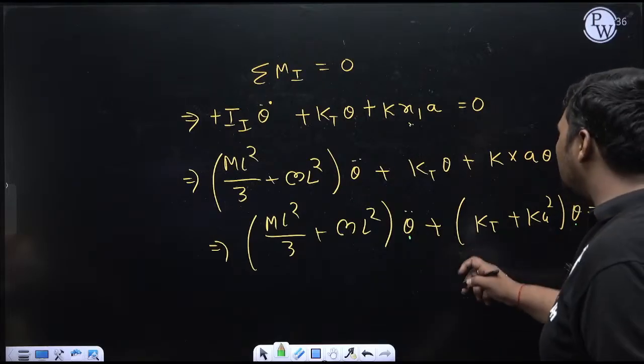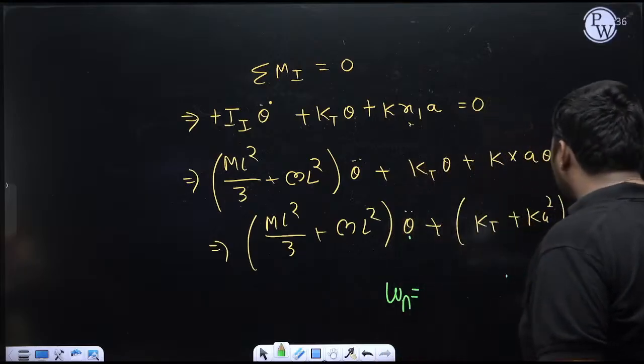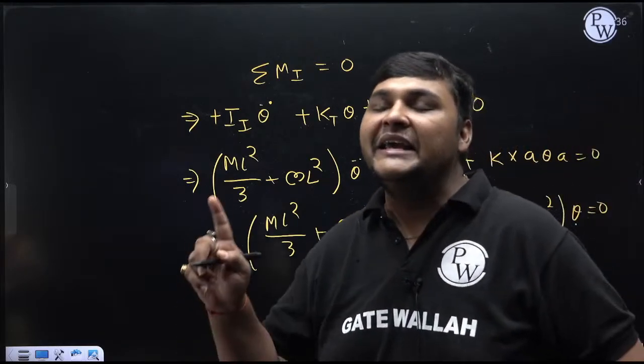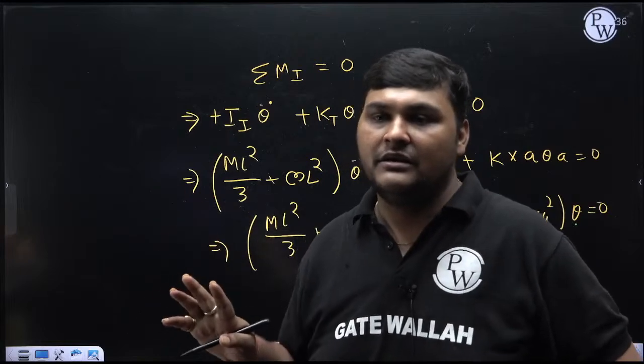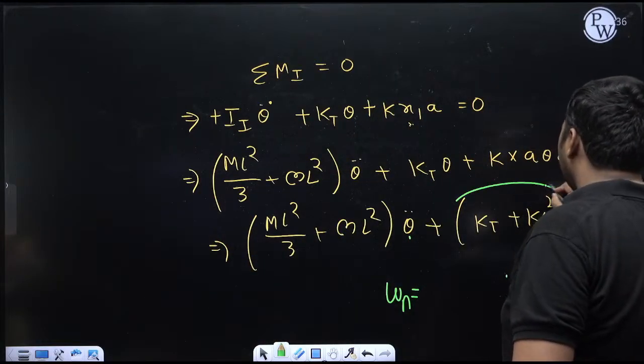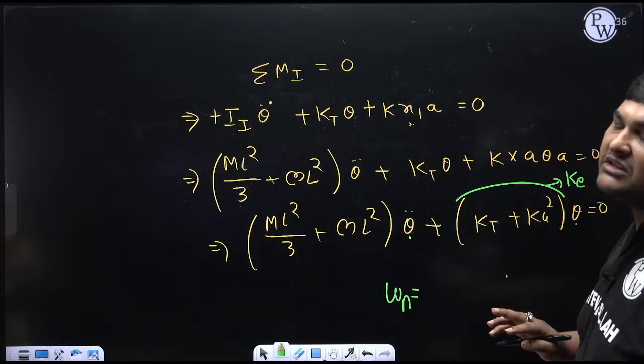So in this case, you can easily write the equation of omega n. For that, in this standard equation, when I say omega n, it is the natural frequency of the system in radian per second. So just consider the coefficient of theta as ke. In the general case it was k, but for this case we'll consider it as ke.